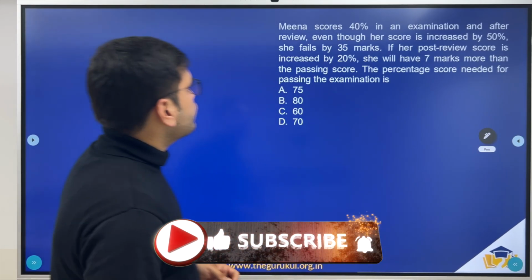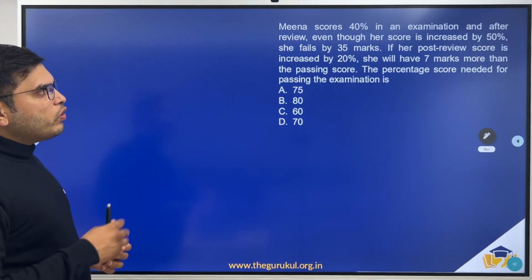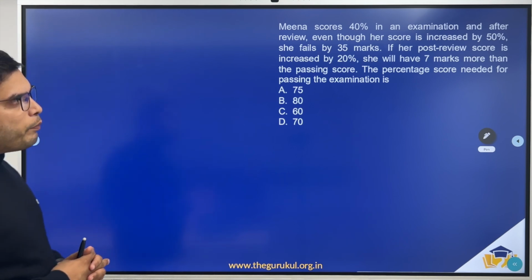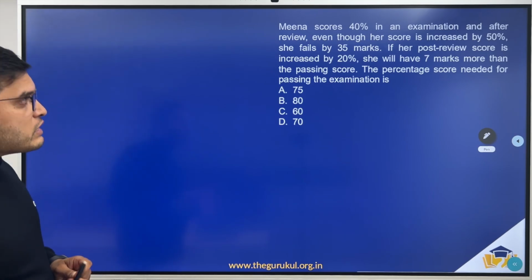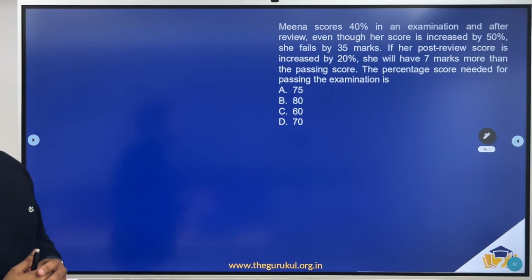Now coming to the second question. Meena scores 40% in an examination, and after review, even though her score is increased by 50%, she fails by 35 marks. If her post-review score is increased by 20%, she will have 7 marks more than the passing score. The percentage score needed for passing the examination is.